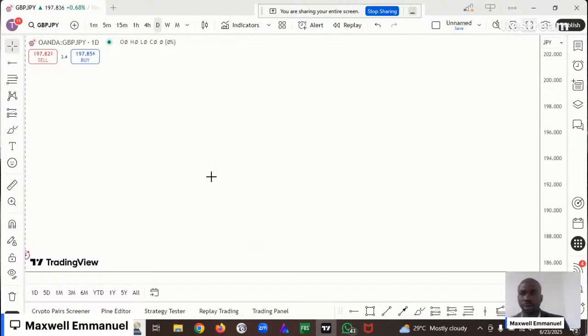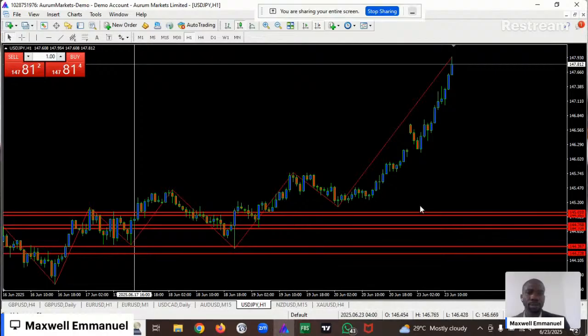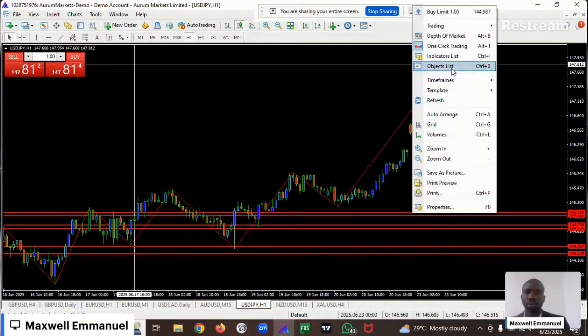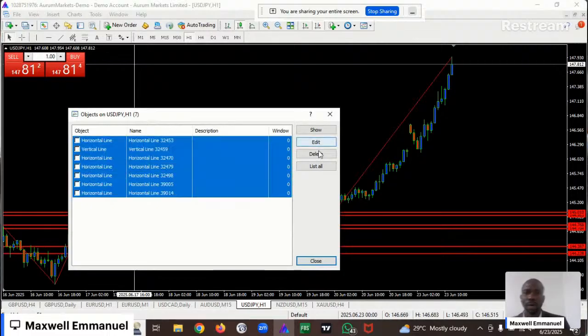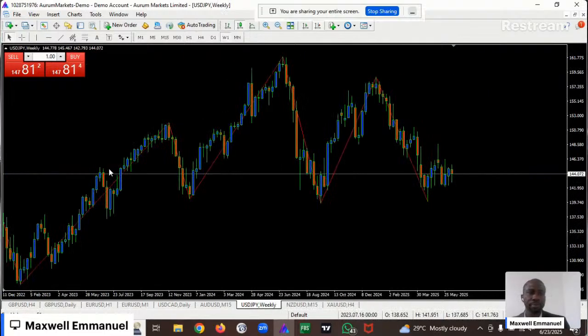I think I would have to use MT4. It's taking time for TradingView to load. Let's use MT4. USD JPY. So as you can see, since the market opened, USD JPY has been bullish. Let's start with the weekly time frame. MT4 is also taking time to update.